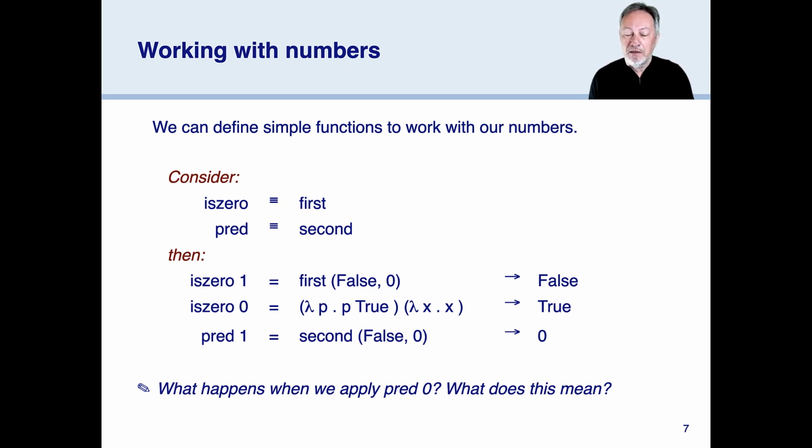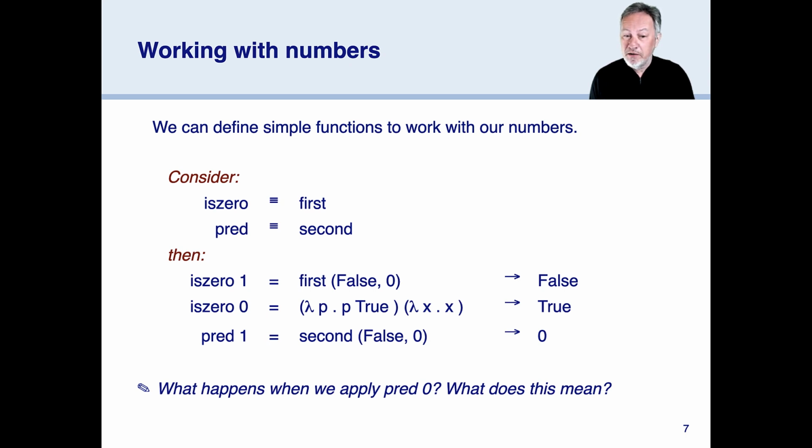Is0 will take the function first. Remember, the function first is lambda p.p true and apply it to the identity function. So we pass in the identity function, and the identity function gets applied to the value true and returns true. So 0 is 0, and everything else is not 0. Looks good. Now, how about predecessors?